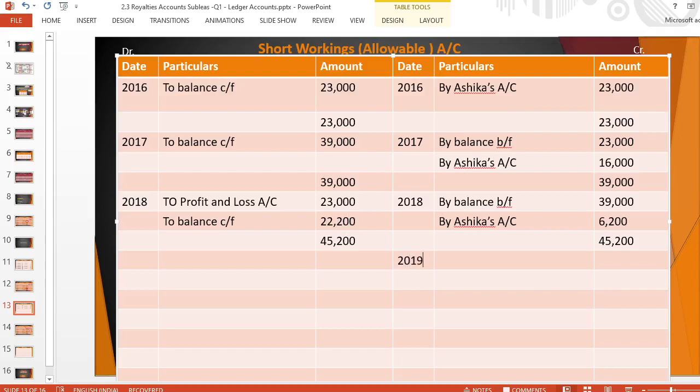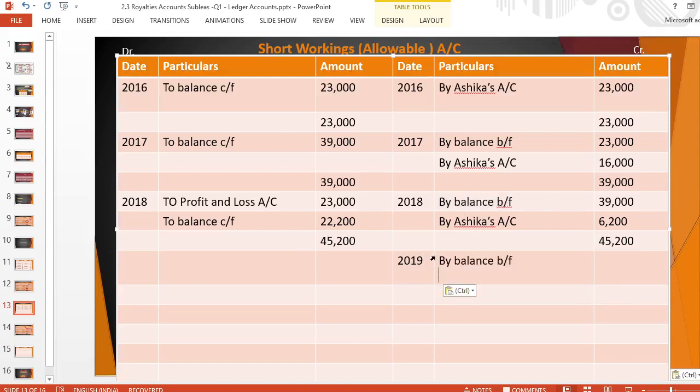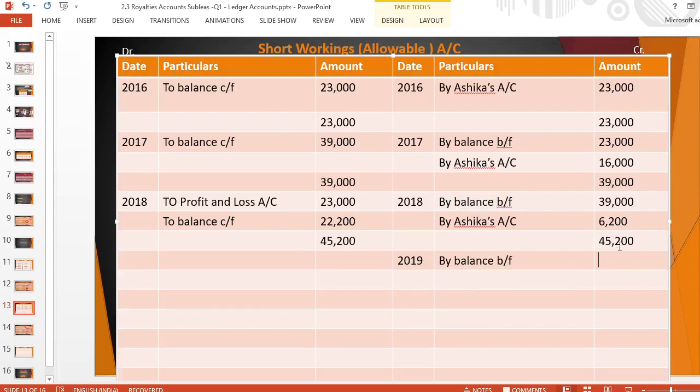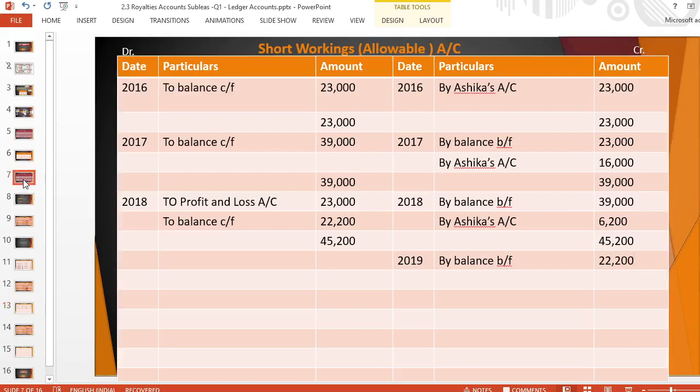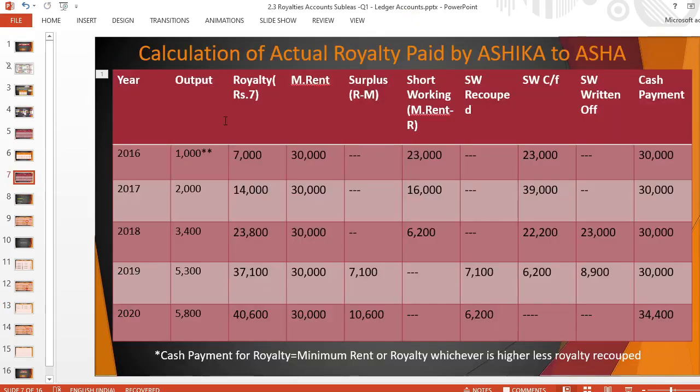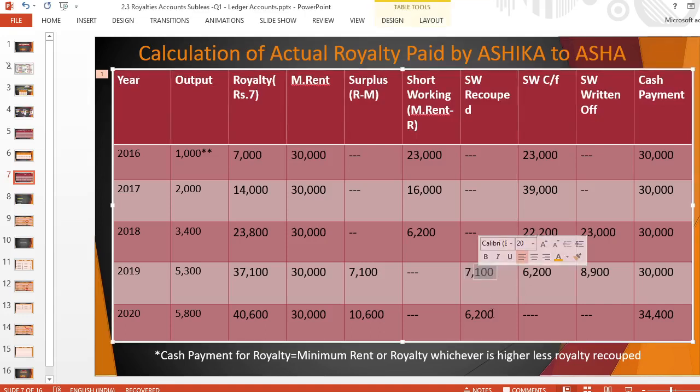In the year 2019, I bring forward the balance. So here, by balance brought forward, the amount is 22,200. And I'll check in 2019. Here we have recoupment 7,900 and 8,900 written off. So here there is no fresh short working, but recoupment and written off.